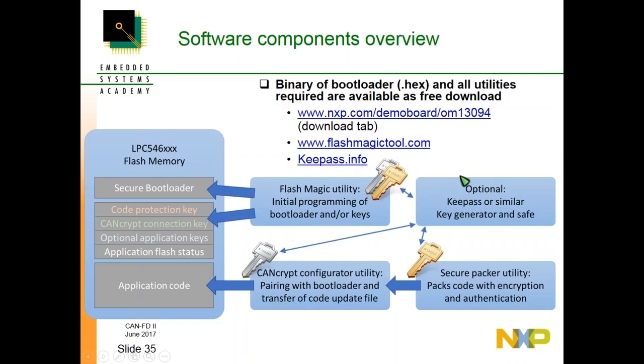So KeePass is one that I use, that I like, and it could also be used to keep a little database of the keys generated here. Now, one would use the FlashMagic utility to do the initial programming of the bootloader and also the default keys. So both the code protection key and the CANcrypt connection key would be programmed by default from FlashMagic here in a safe environment. And for the code updates, you need the secure packer utility that we provide that takes the hex code that you generate for an update and encrypts and authenticates it.